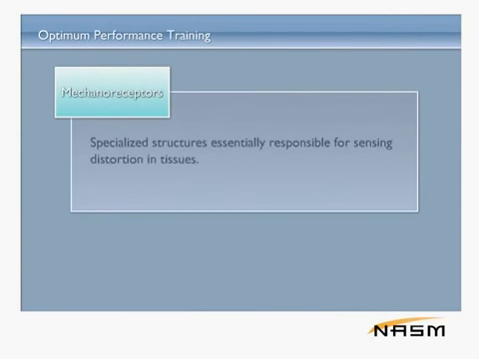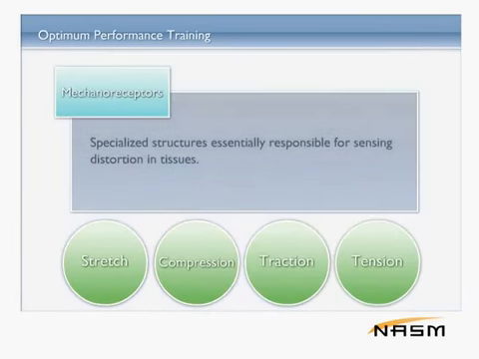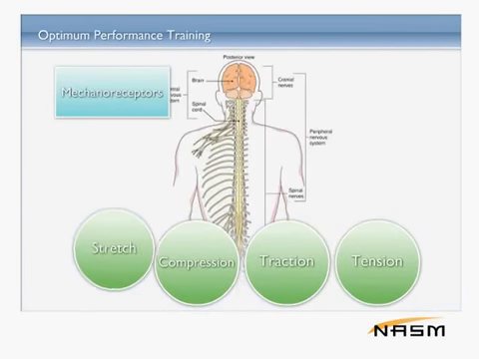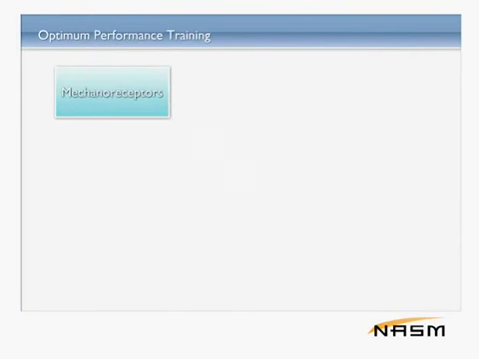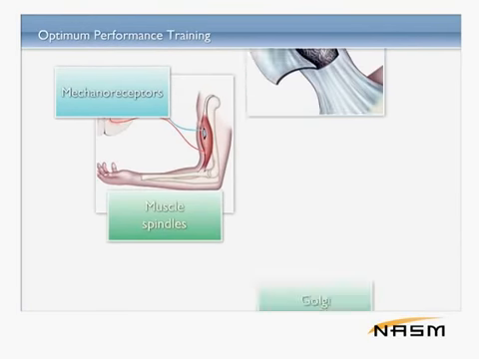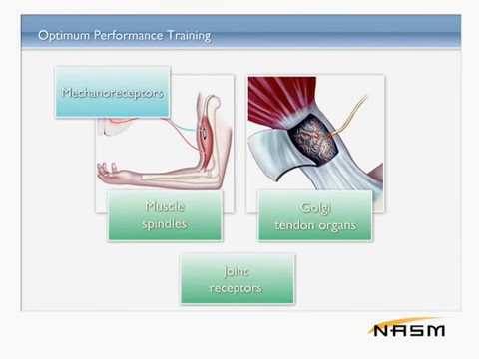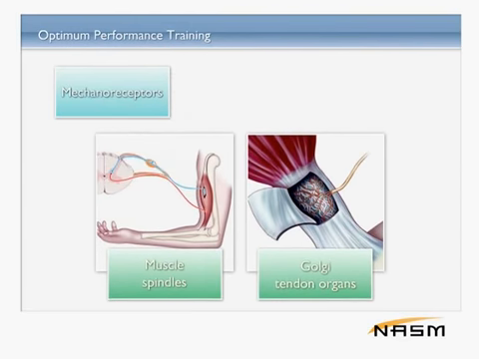Mechanoreceptors are specialized structures that are essentially responsible for sensing distortion in tissues. This is brought about through stretch, compression, traction, and/or tension to the tissue, and then transmitted to the nervous system. Mechanoreceptors include muscle spindles, Golgi tendon organs, and joint receptors. For the relevance of this course, we'll focus on the muscle spindles and the Golgi tendon organ.